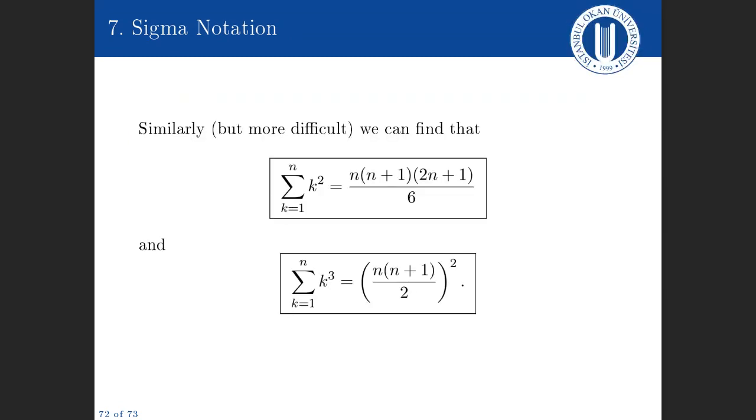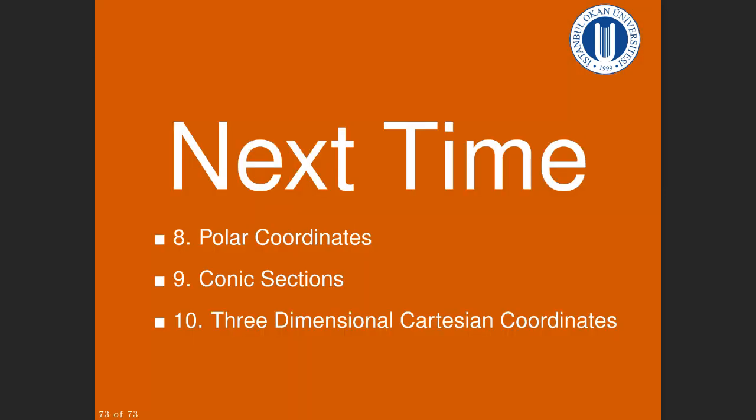Two similar formulas, but which are more difficult to create: the sum of k squared is n times n plus 1 times 2n plus 1, over 6, and the sum of k cubed is n times n plus 1 over 2, all squared. When we get to part 4 of this course, in the last few weeks of term, we are going to need these formulae. And that is the end of today's lesson. Next week, I'm going to start part 2 of this course, which is about geometry. I'm going to talk about polar coordinates, conic sections, and three-dimensional Cartesian coordinates.